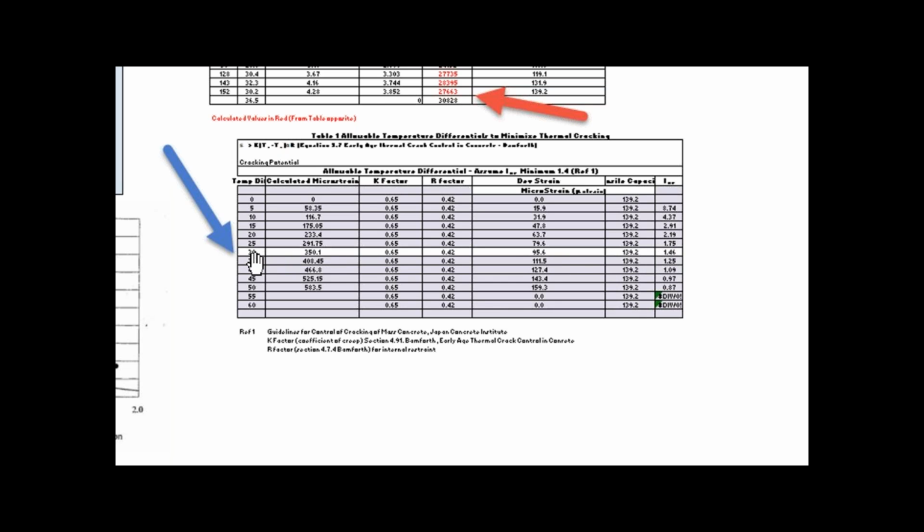Then running across would tell us that would give us a temperature differential variation of 30 degrees C is what we could go with. And the factors, so the developed strain and the strain capacity, that's what we're using to develop that. So again, modulus of elasticity is an important part in this measurement.